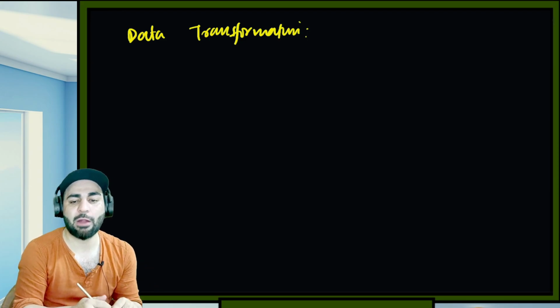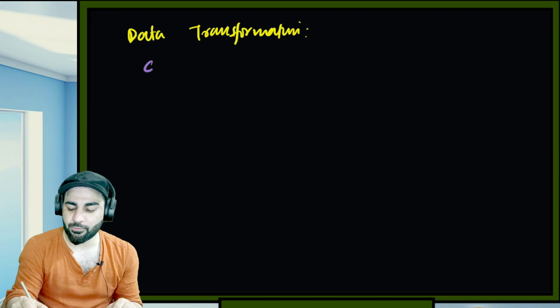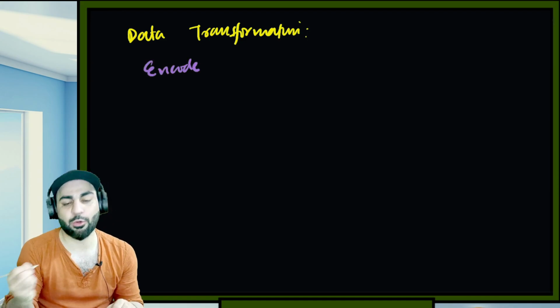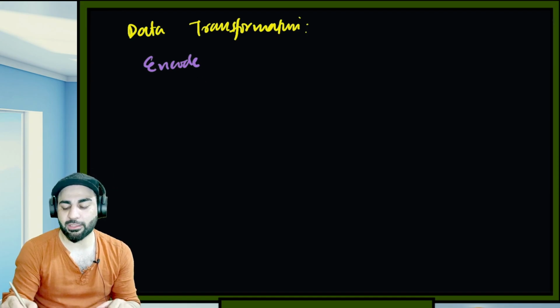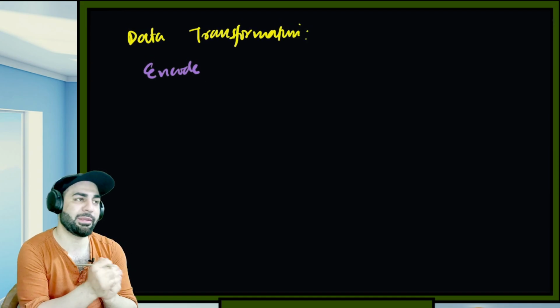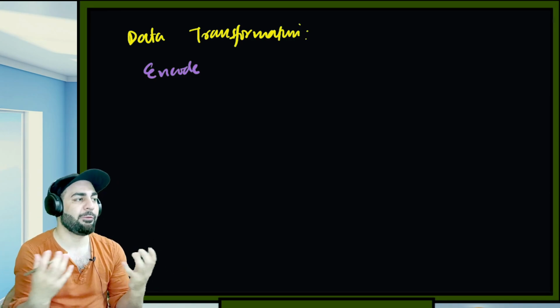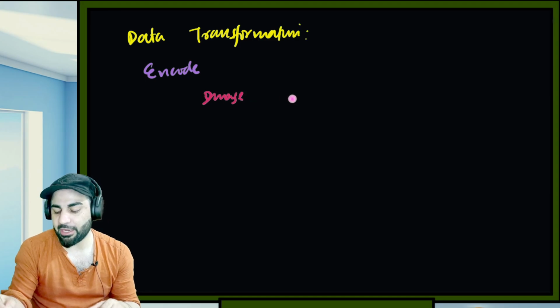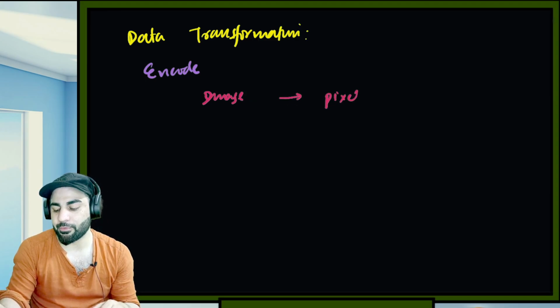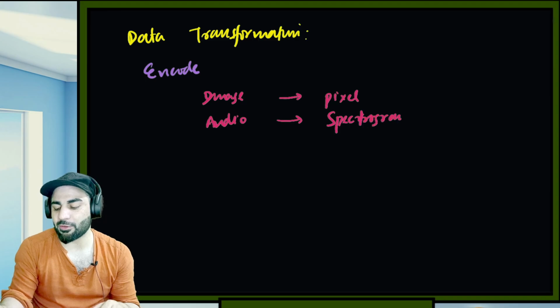The first thing is you have to encode. Okay, you have to encode the data. There are a lot of types of encoding. If I take, let's suppose, an image, it should be encoded into pixels. Image can be encoded into pixels. Audio can be encoded into spectrograms. Okay, and spectrograms, they are just numbers.